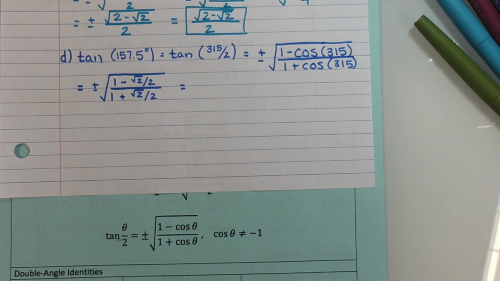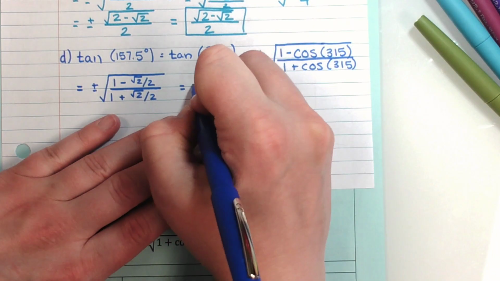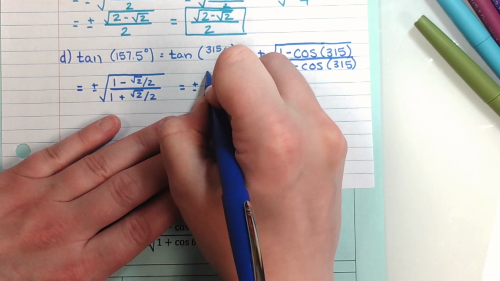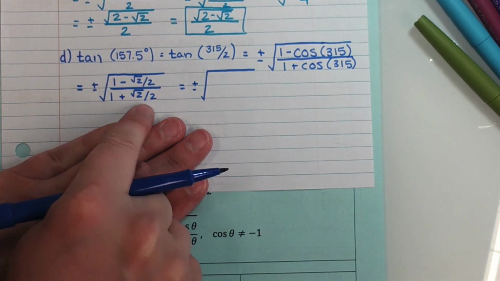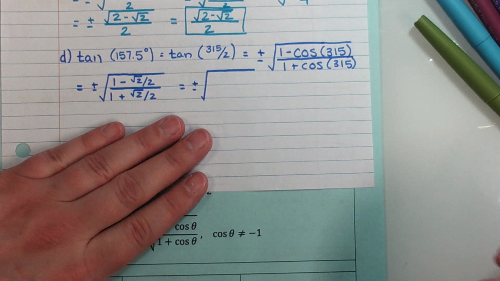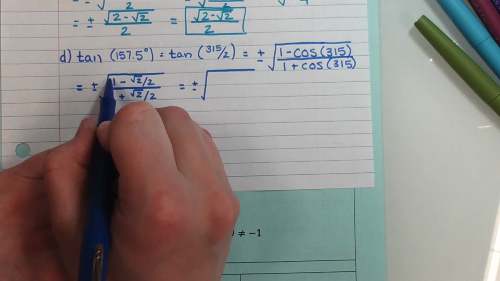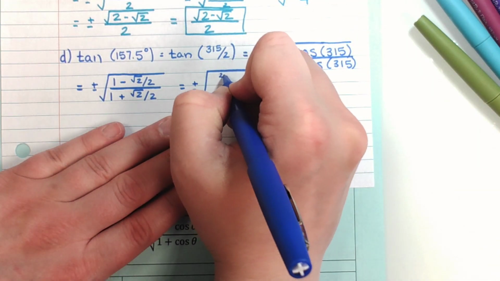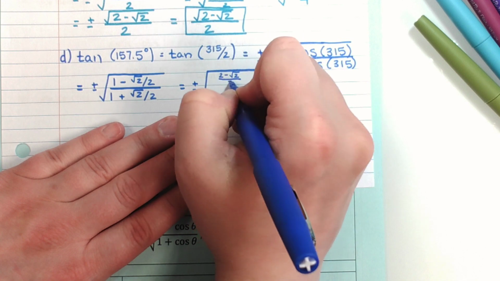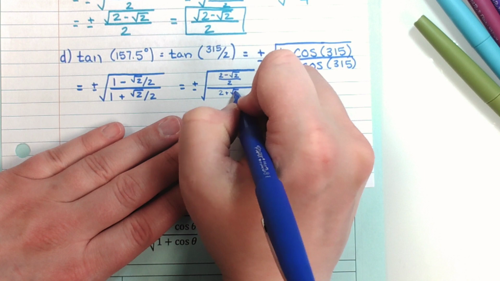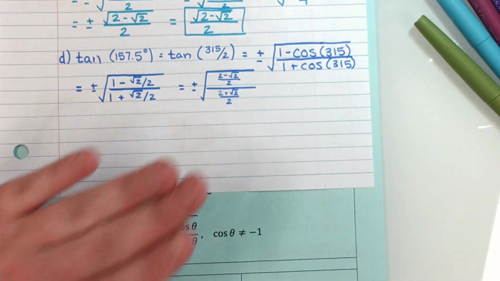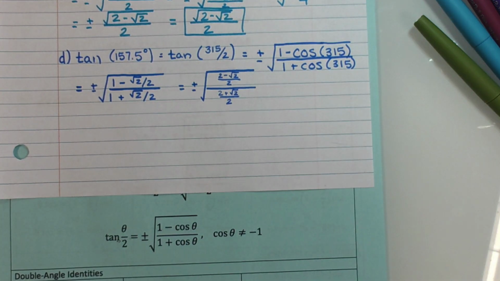When you're doing tangent, there's going to be a lot more involved in simplifying it. You're going to need the common denominator and subtract and add the fractions. Common denominator is going to be 2. This is 2 over 2. So I get 2 minus square root of 2 all over 2 all over 2 plus square root of 2 all over 2. Ugh.